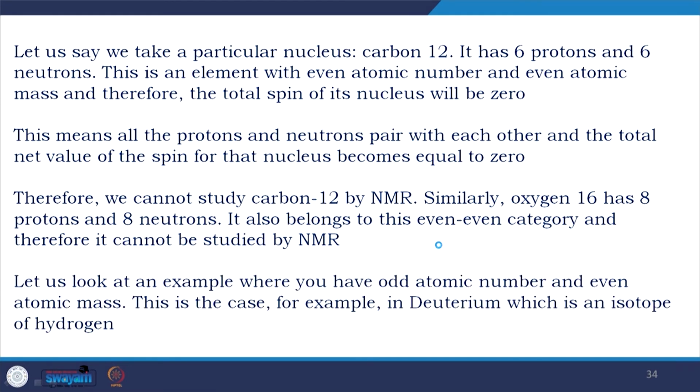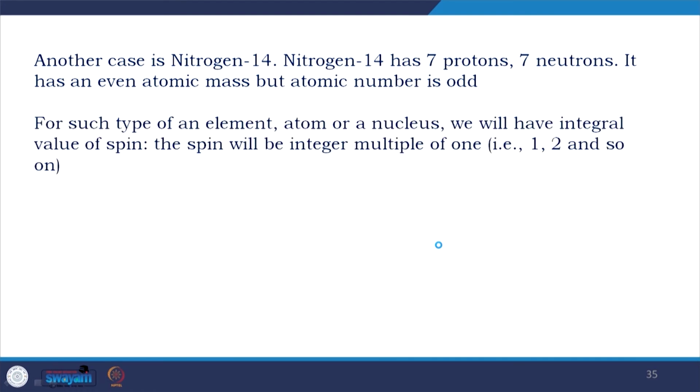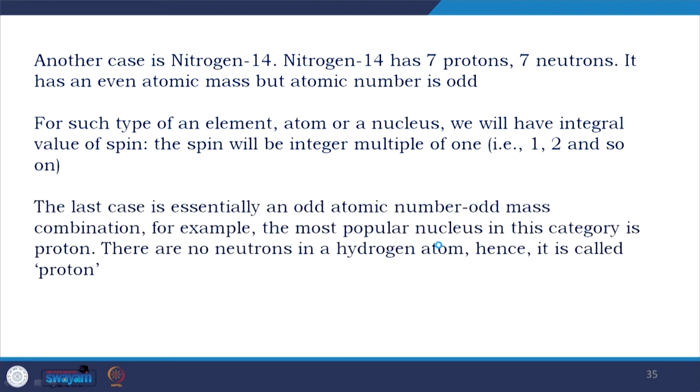Let us look at an example where you have an odd atomic number and even atomic mass. This is the case, for example, in deuterium, which is an isotope of hydrogen. Another case is nitrogen 14. Nitrogen 14 has 7 protons, 7 neutrons. It has an even atomic mass, but the atomic number is odd here. For such an element, atom or nucleus, we will have an integral value of spin. The spin will be an integer multiple of 1, like 1, 2.